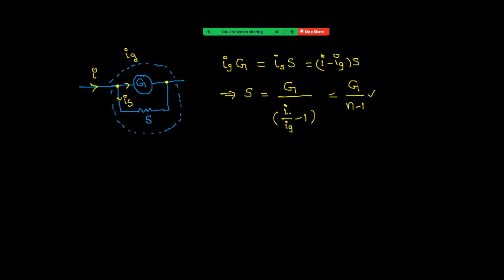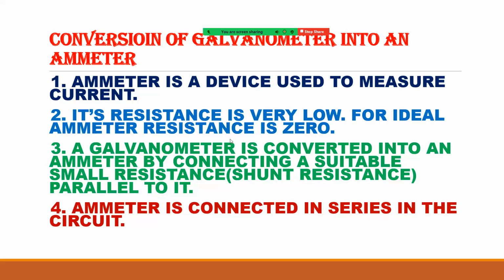And here you can see one more point, I by Ig. If you observe, if N is more, S will be less. N value more means we can measure more current. That means the less the shunt resistance, the more the range of currents it can measure. So if we want to measure very high currents, shunt resistance must be very low. Low shunt resistance means it can measure a high range of currents. That is about the third point.